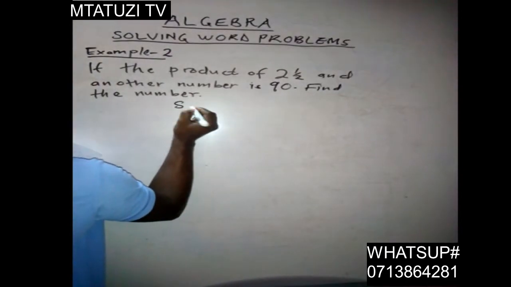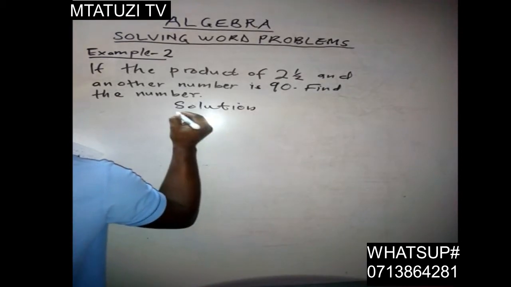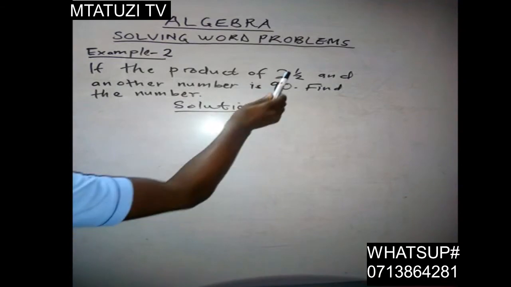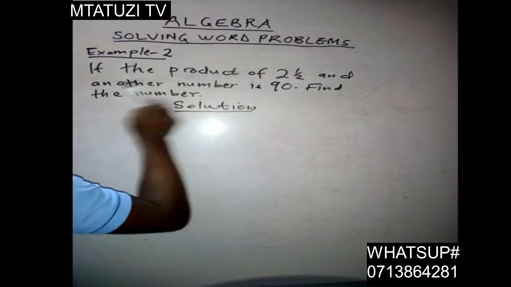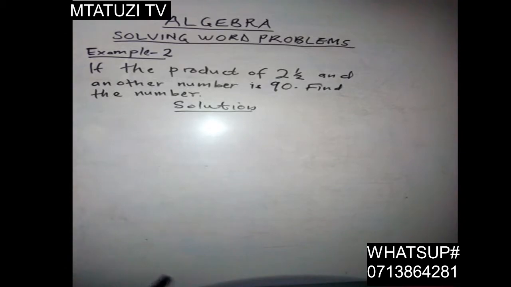Solution. You are given a question like that one. You are asked to find the number. If the product of 2.5 and another number is 90, find the number. So here we are required to find the number. So what is the number?